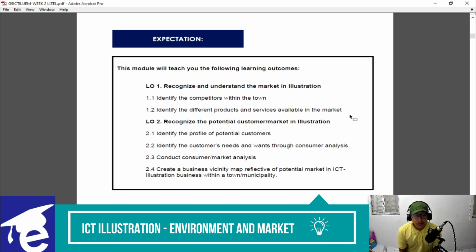Learning outcome number 2, recognize the potential customer market in illustration. 2.1, identify the profile of potential customers. 2.2, identify the customer's needs and wants through consumer analysis. 2.3, conduct consumer and market analysis. 2.4, create a business vicinity map reflective of the potential market in the ICT business within the town or municipality. So let's get started with the lecture.